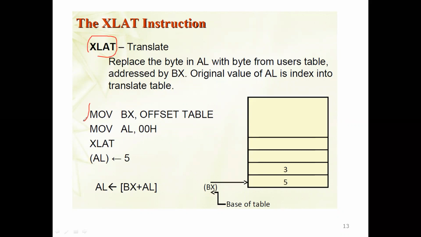For example, we have this set of instructions. We have used the BX register to store the offset of the table. Let us assume there is a table stored in memory locations. In each memory location there will be a data byte, and a data byte is of 8 bits only. So this is the offset address of the table, and this address is stored in BX.